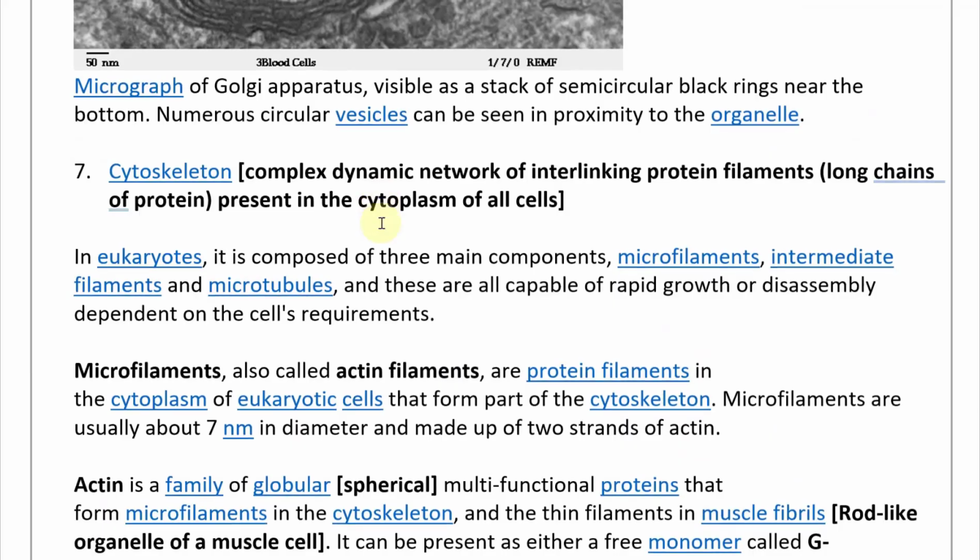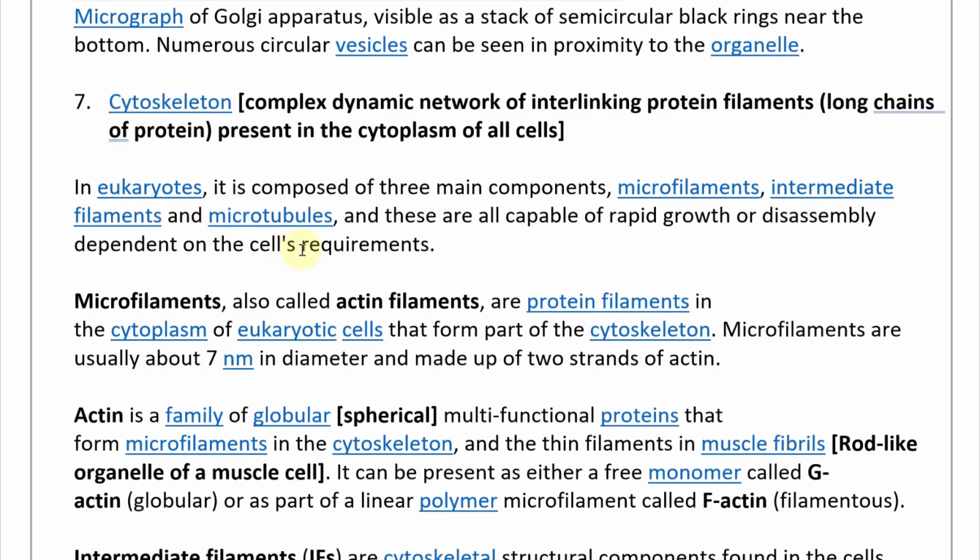Yeah, so cytoskeleton: a complex, dynamic network of interlinking protein filaments. So it's basically a bunch of long chains of proteins, and is present in the cytoplasm of all cells. In eukaryotes, it is composed of 3 main components: microfilaments, intermediate filaments, and microtubules. And these are capable of rapid growth or disassembly dependent on the cell's requirements.